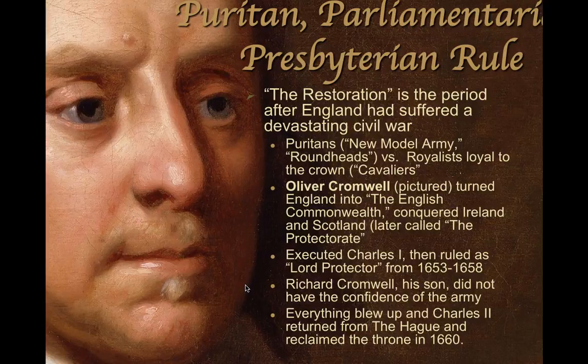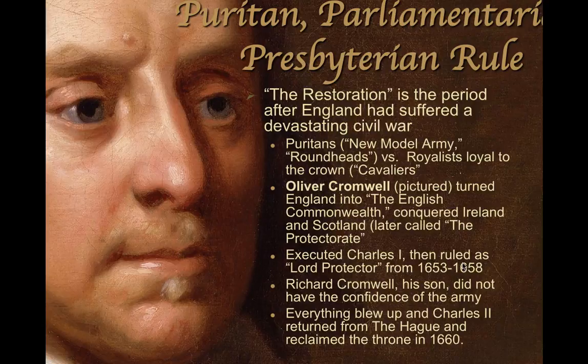And when I talk about the Restoration, I'm talking about the time period after the Cromwellian rule was put down. He personally only ruled for about 5 years, and then his son had a few after that. I can't remember the exact amount of time that the Cromwells ruled, but it was 10-ish years around there. The Puritans were also known as the New Model Army or the Roundheads, and the Royalists, people who were loyal to the crown, were the Cavaliers.